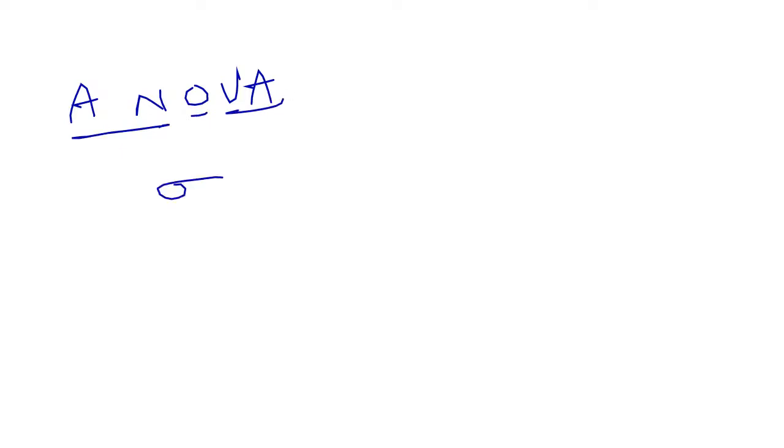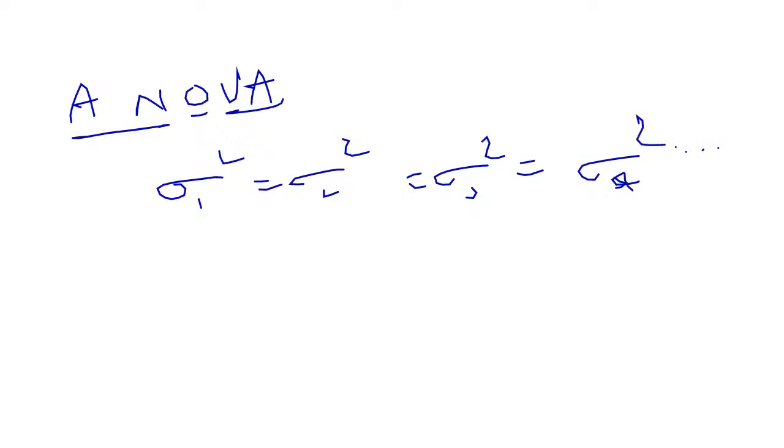So in Anova, which stands for analysis of variance, we may want to compare several means, and so on and so forth. This will be your null hypothesis, and the alternative hypothesis will be... we cannot really write them as all are not equal.